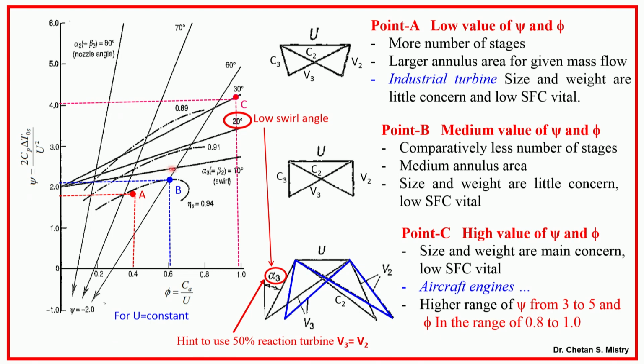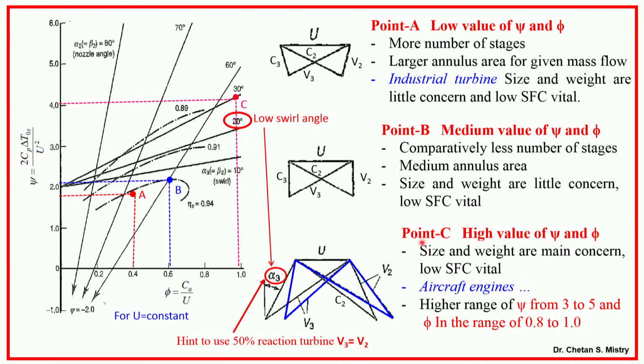Similarly, if I am moving towards point B, what is happening? I will be having my flow coefficient in the range of say 0.6 and my loading coefficient is say 2. Now, under that condition I will be having minimum flow area. The size and weight are of little concern, and lower specific fuel consumption is the criteria, then people prefer to have this kind of selection for phi and psi.